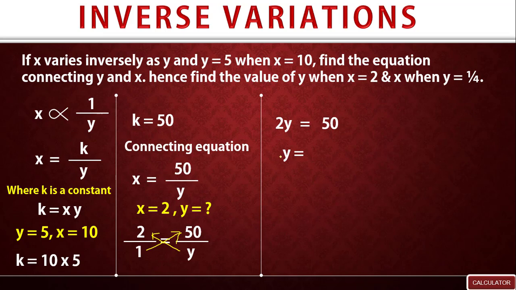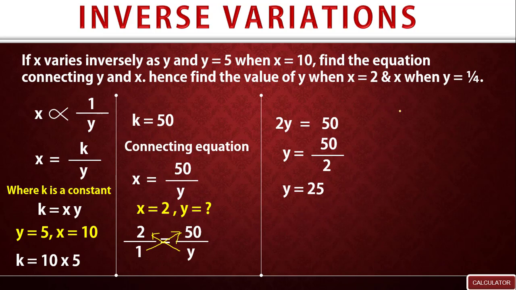When we divide both sides by the coefficient of y, which is 2, the 2 at the left hand side will be cancelled out, and it will remain only y at the left hand side. Then at the right hand side we'll have 50 divided by 2. So 50 divided by 2 will give 25. So our y equals 25. We've been able to determine the value of y equals 25.